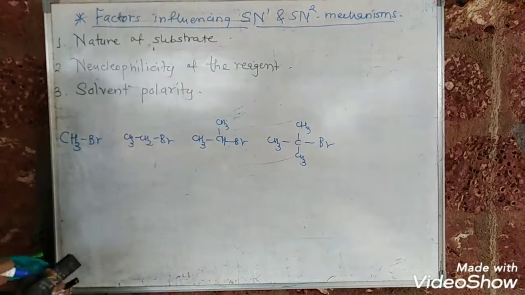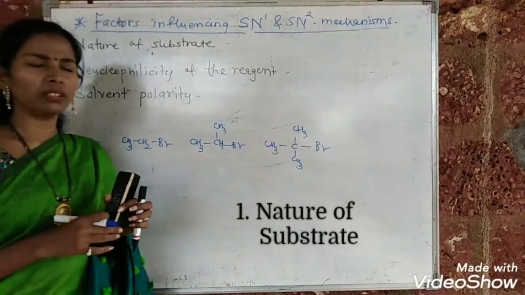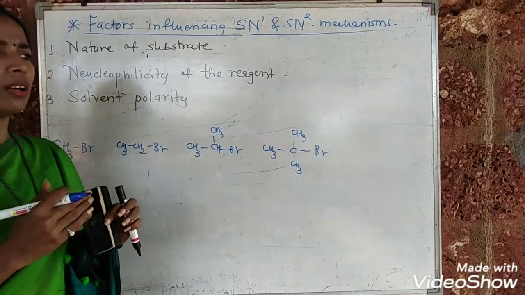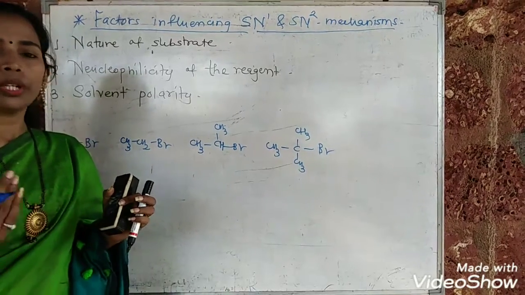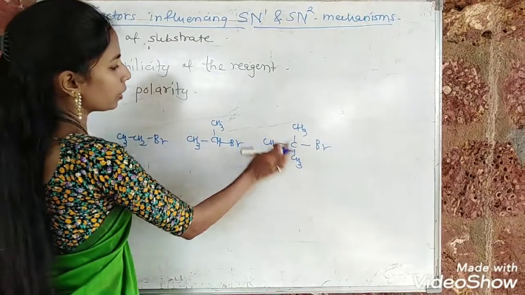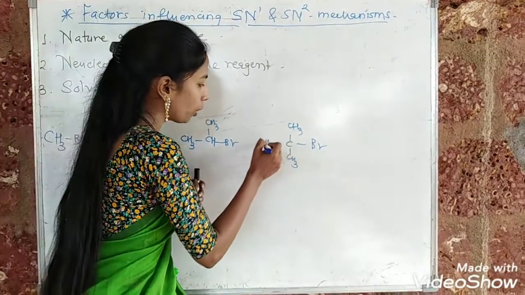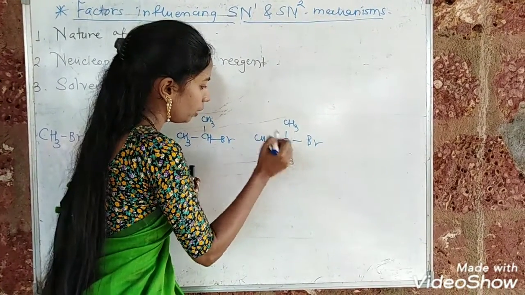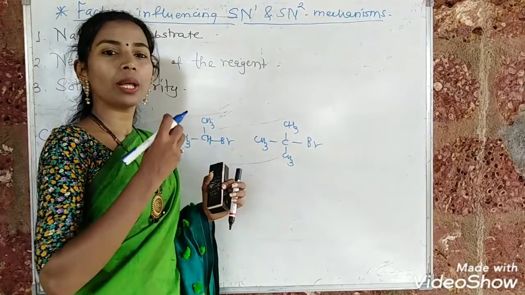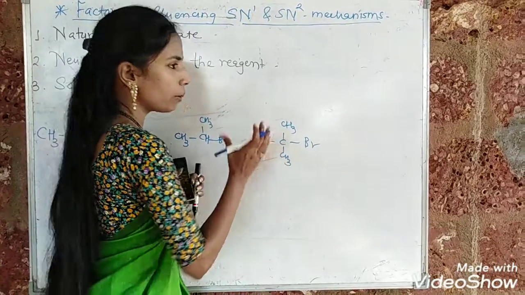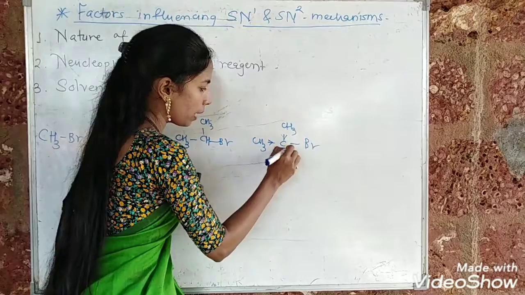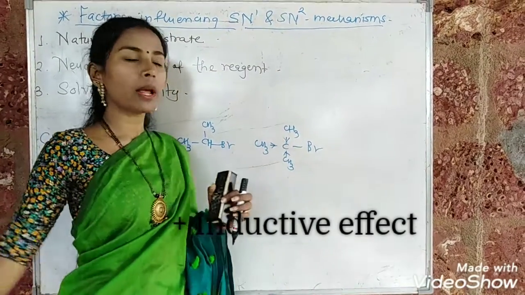So first factor is nature of substrate. As we have discussed earlier, primary alkyl halides show the SN2 mechanism because there is less crowding around the carbon, so the nucleophile can easily attack. But the SN1 mechanism is shown easily by tertiary alkyl halides because there is more crowding. What happens when three bulky groups surround the carbon? They form the most stable carbocation. To increase the stability of the carbocation, bulky groups must be present, and these bulky groups show a plus I effect so that the carbocation is stabilized.